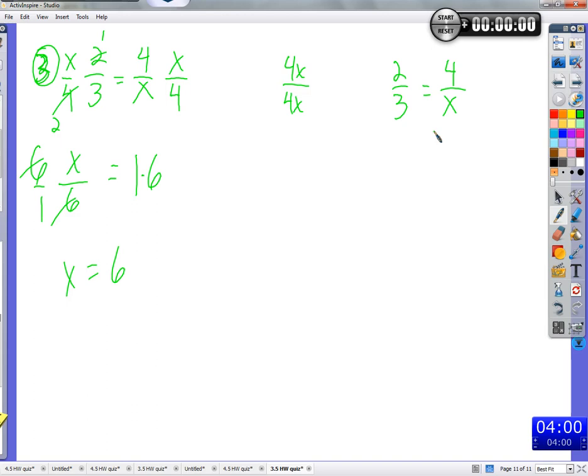Derek. Multiply by 3 over 2. If I multiply by 3 over 2, I get 1 over here. Will that solve my x's in the denominator problem? I want to solve my x's in the denominator problem. I don't want a denominator with x in it.